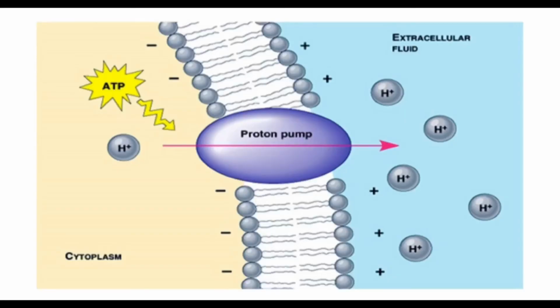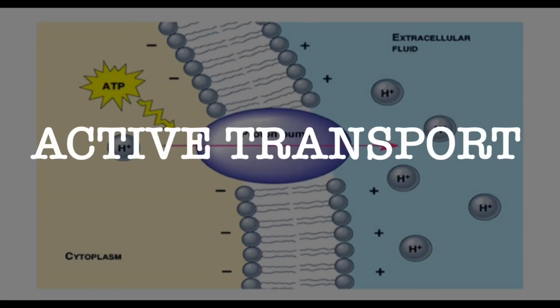In this image, it can be seen that there is a higher concentration of hydrogen ions outside of the cell, and they are being transported against that gradient. There is energy used in this mechanism of transport, as you can see that ATP is necessary for the proton pump to work. This is active transport.